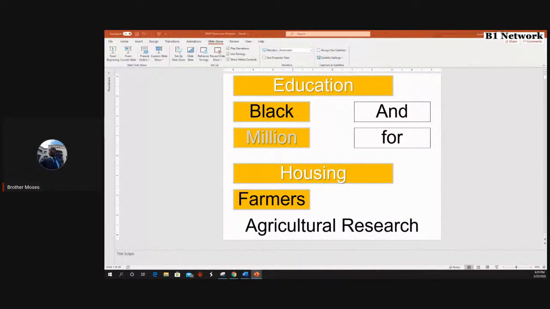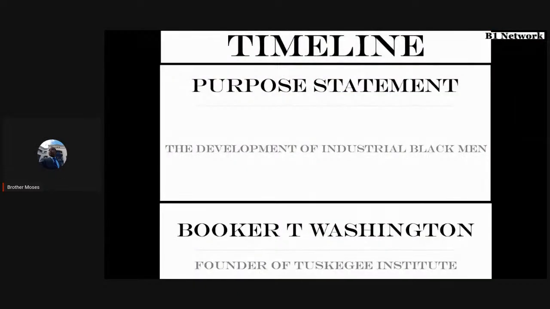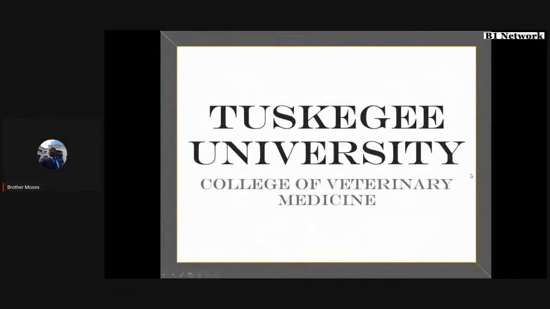This one, animations, animation slideshow from this one. So I have a timeline strip and my purpose statement. He was there for the development of the industrial Black man. And then he will have his big picture there.